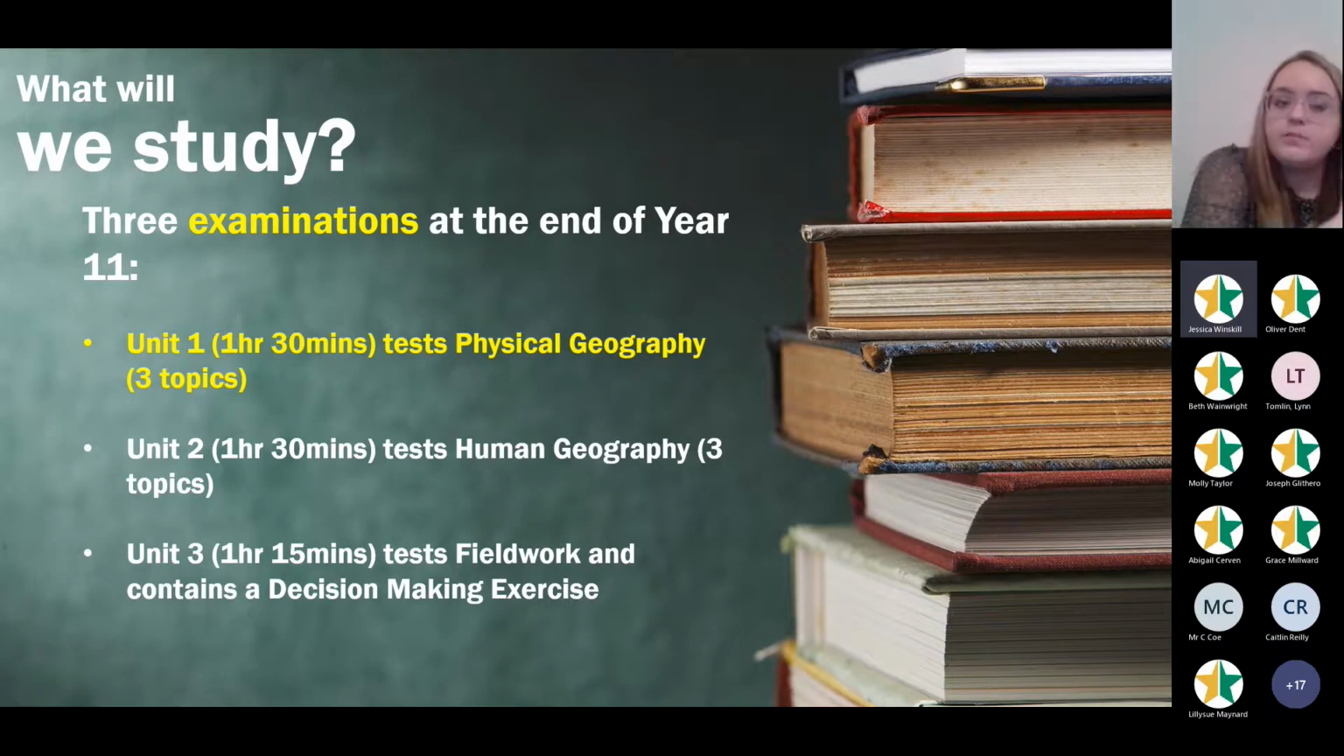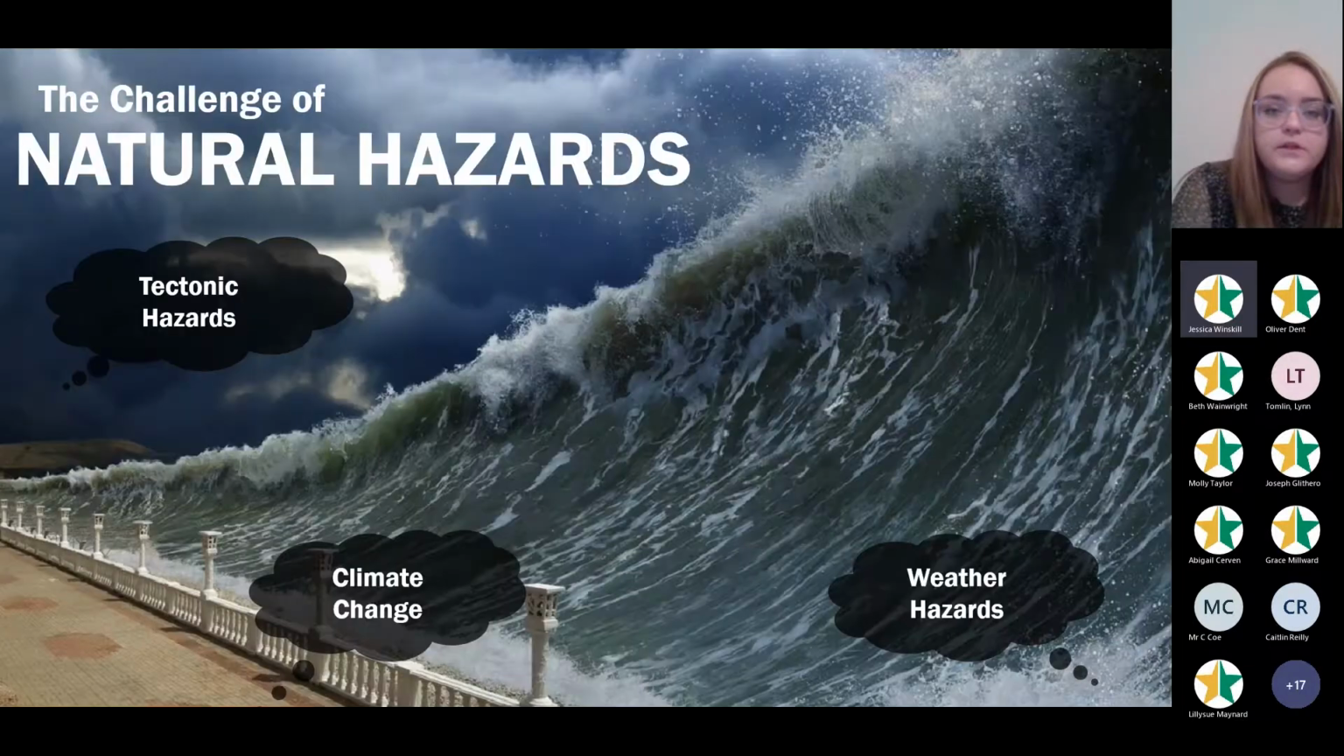Okay, so I'm going to go through paper 1, which is physical geography. It is a 90-minute paper, and it covers 3 topics in total. So the first topic that we will look at is the challenge of natural hazards, where we will do a bit on tectonic hazards, so having an overview as to what they are, with then a focus of earthquakes, where you will look at 2 case studies to be able to compare the effects of both.